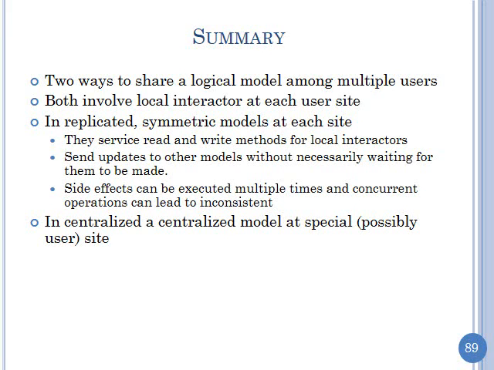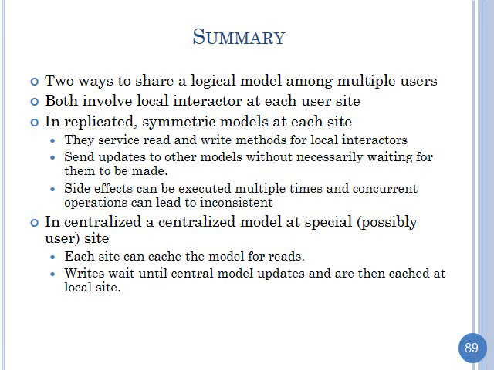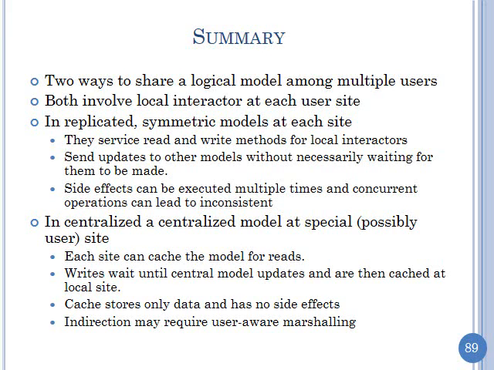In centralized, a centralized model at a special site exists, which could be the user site. Each site can cache the model for reads. And the write now waits for it to be executed remotely before giving response to the local user. Okay? And the cache stores only data and has no side effects. And because there's an indirection, because you go from slave to master and back, you might have to send the user's identity to the server and get it back from the server. Okay?